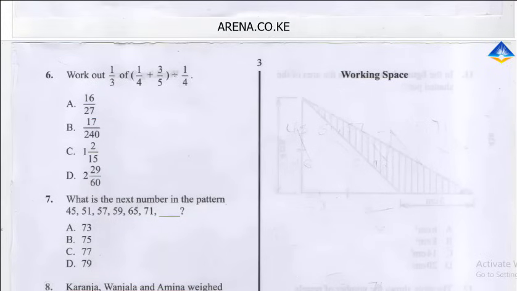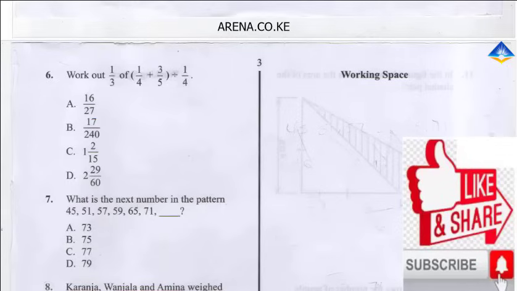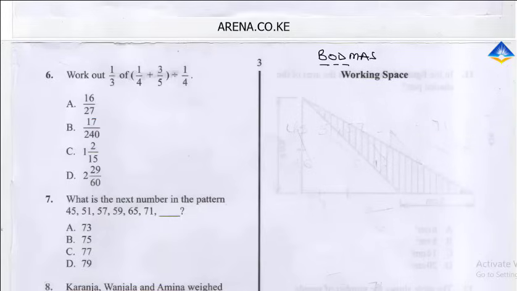So question 6 says work out this equation you see here. For us to work this out, what I want you to know is that we are going to be applying the BODMAS rule. Remember it says bracket first, then of second, then division third. So we're going to use it in that order.